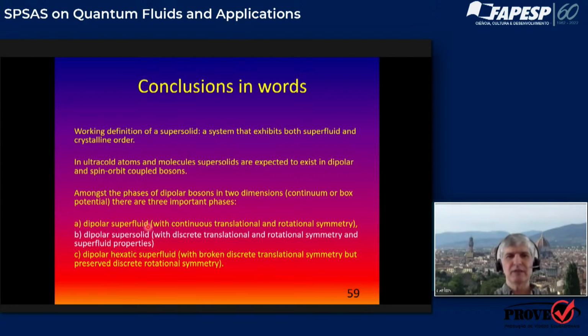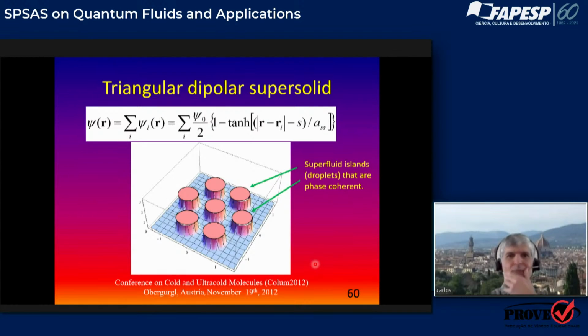But the 3 important phases that I outlined in connection to superfluidity and supersolidity were, first, a dipolar superfluid when the kinetic energy dominates, which has continuous translational and rotational symmetry. Second, a dipolar supersolid phase where there's a competition between the kinetic and the dipolar energy, which has discrete translational symmetry and discrete rotational symmetry, as well as superfluid properties. And third, the dipolar hexatic superfluid, which is a melted supersolid, which has broken translational symmetry. You have these defects that form and break the translational symmetry of the system, but you still have preserved rotational symmetry.